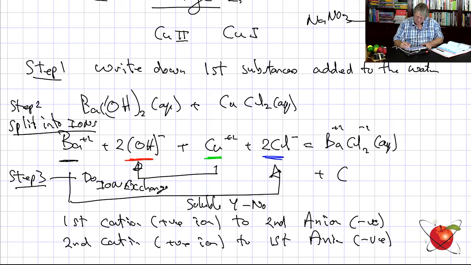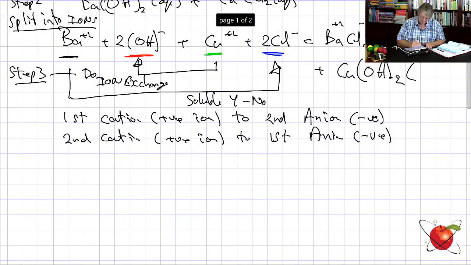Plus CuOH. This was a +2, so I need 2 of those, right? Let me just make this neater. Okay, 2. Now I need to see, is this soluble or not? Okay, do ion exchange and check solubility is step 4.